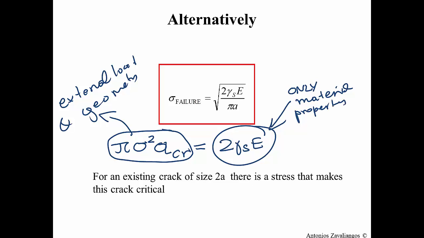Essentially, this is the criterion for failure. When the right combination of load and geometry exists, and they are equal to some combination of material properties, then fracture occurs. And you can rearrange this and write it in this form, for example, which says that if you have a crack size A, then the stress that will make that crack break is actually equal to this expression right here. Okay?